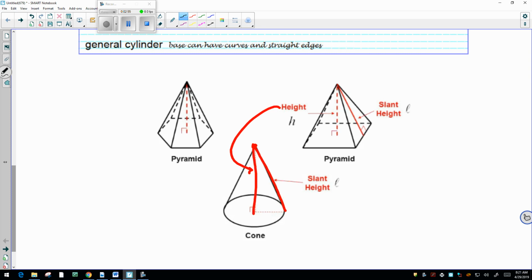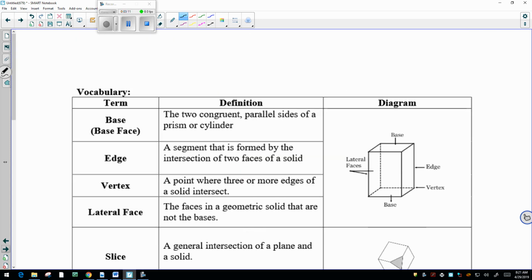On the pyramid, because it's just going from the vertex perpendicular to the base, I can see, again, that's going to be a regular height. Slant height is always found on the outside of the shape, where the regular height is found on the inside. So it's just some vocab. A little bit more vocab. Different things to take a look at.